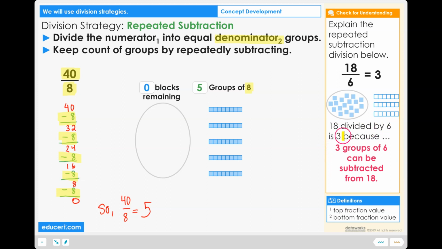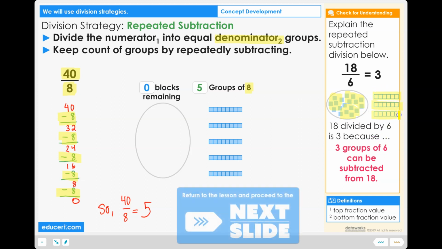18 divided by 6 is 3 because 3 groups of 6 can be subtracted from 18. One group of 6, there's another group of 6, and here is the third group of 6. And we see that those would fill out those 6 blocks.